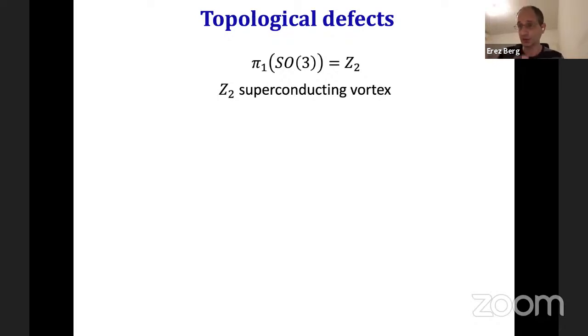Okay, unlike a usual superconductor where the winding number of the phase can be any integer, here the pi1 of SO3 is actually Z2. So this means that the vortices in this kind of system are Z2 vortices. You can have a vortex or not, but there's no anti-vortex. Two vortices can always be continuously annihilated.